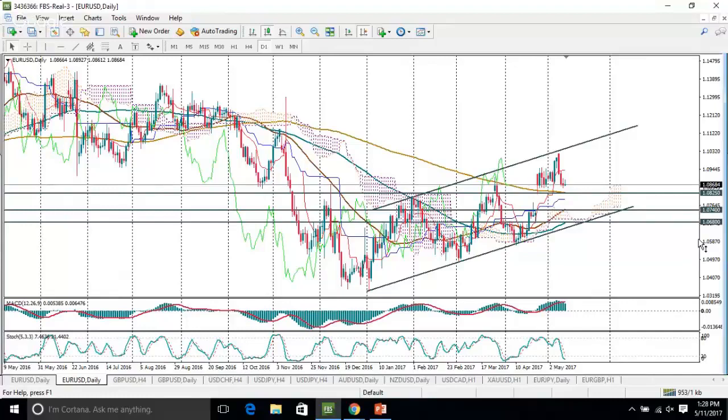Yet the fundamental picture for the single currency is not that bad, really. Here I'd like to point out that there are reasons to expect that the euro will be able to find support on the dips, support on its declines. Higher oil prices once again increase expectations that the central banks and the European Central Bank in particular will taper its monetary stimulus and move to a more normal monetary policy.